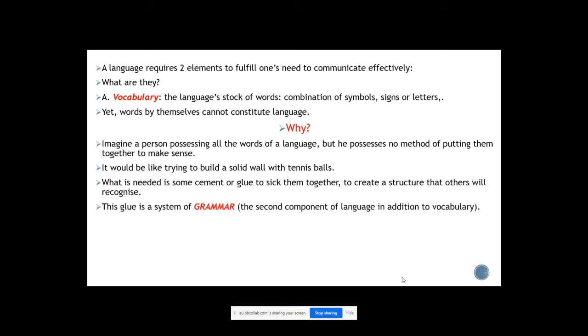The glue is a system of grammar, or as one of the participants said, structure, grammar, syntax, which is the second component of language in addition to vocabulary. So as you see, he has some glue, using it to cement the bricks. These bricks represent vocabulary or words or lexical items, and this glue represents grammar. Okay?